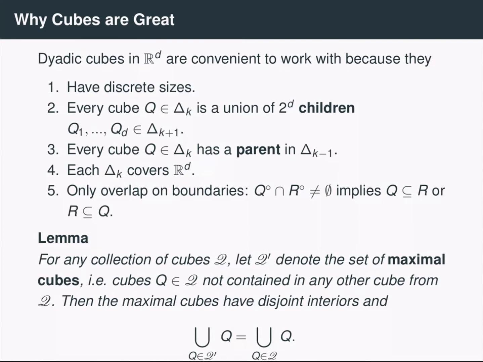For any collection curly Q of dyadic cubes, let Q prime denote the set of maximal cubes. These are the collection of cubes Q in curly Q that are not properly contained in any other cube from the collection curly Q. Then the maximal cubes have disjoint interiors, so they are effectively disjoint. And moreover, the union over the cubes in this subcollection is equal to the union of the cubes over the whole collection. Okay, so let's see how a covering lemma like this is useful in practice.